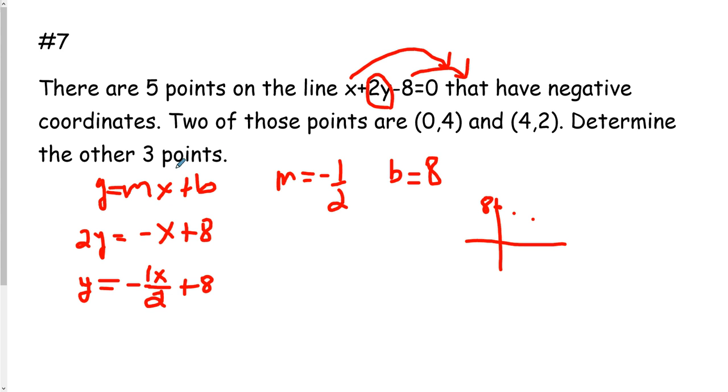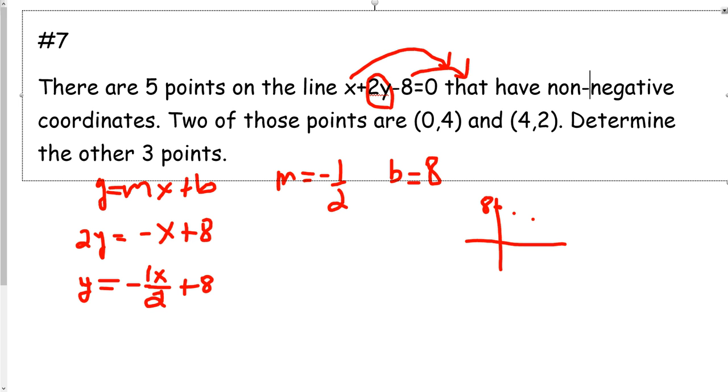And then you need to find the other points. So extend your line in both directions. They are telling you that they have negative coordinates. 2 of those points are going to be (0, 4) and (4, 2). I should have said non-negative coordinates, right? Those are positive. So you're looking for the other positive coordinates that are going to be in this quadrant here. Okay, good luck.